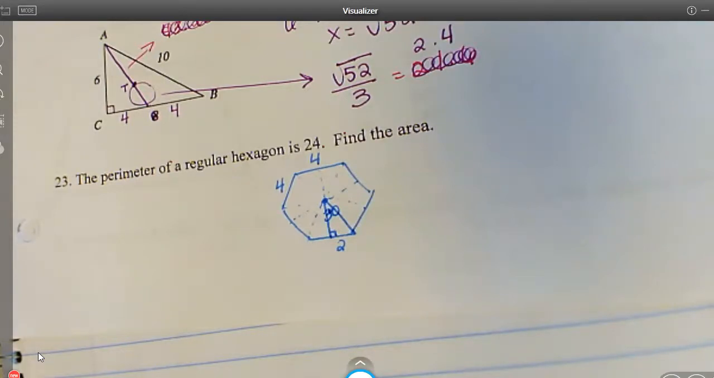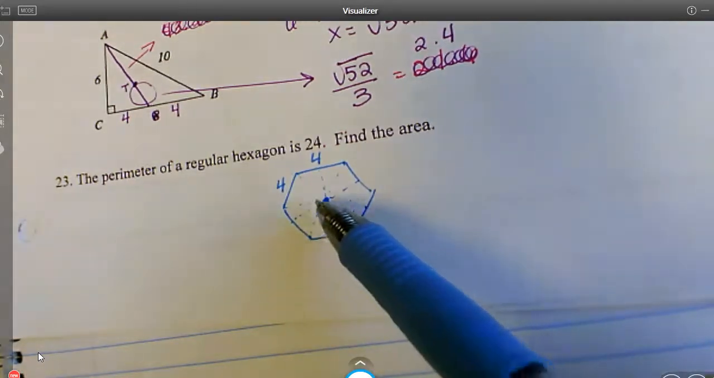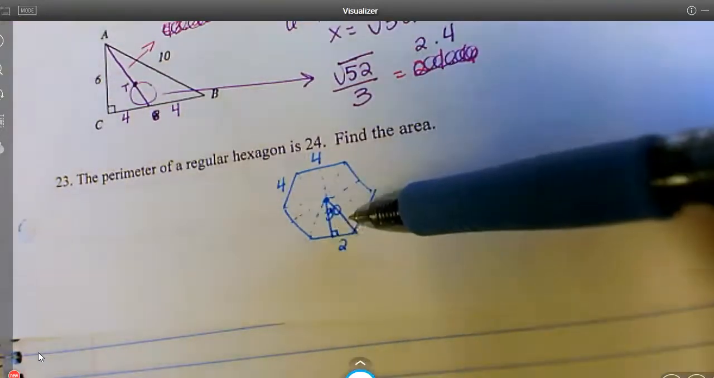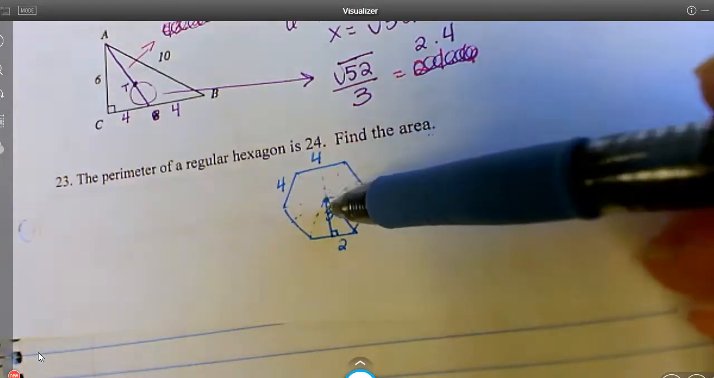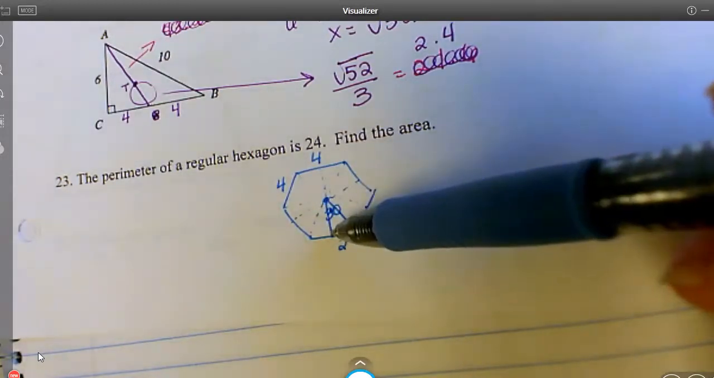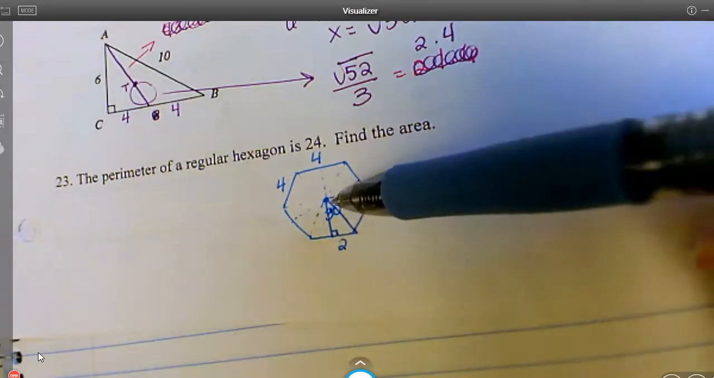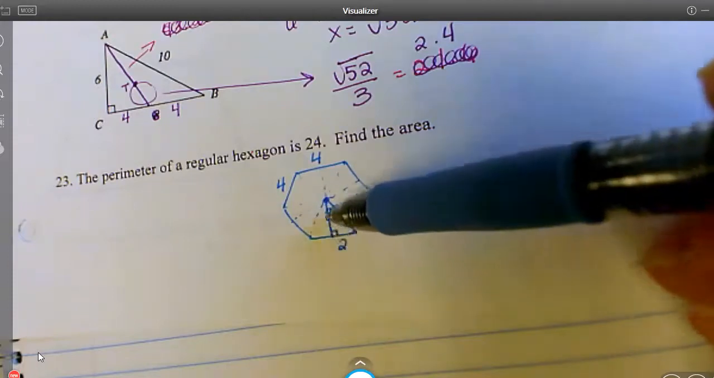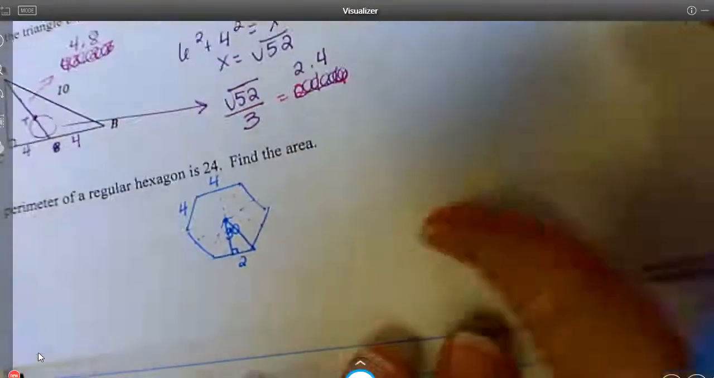I'm trying to find the area of the whole thing. So I need the area of that one little bitty triangle. And then multiply by 12. Because there's 2 to make up each little side. But see, the thing is, to find the area of the triangle, I need a half times base times height. I need the height. To get the height, I'm going to use the fact that that's a 30 angle right there, and that's a 2 to find this height. Okay? I'm going to use trig to do it.